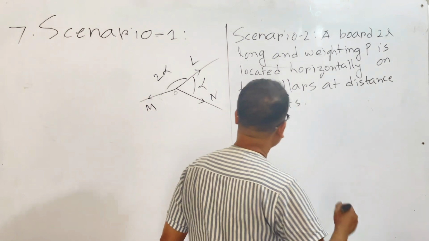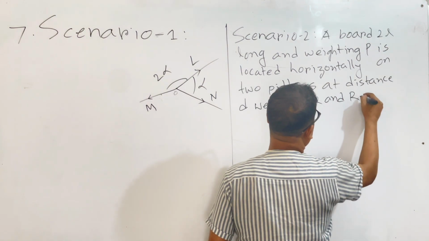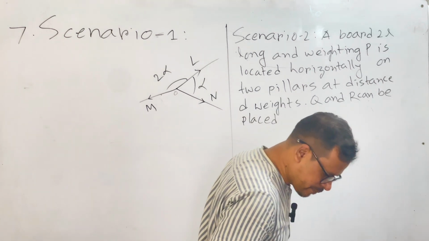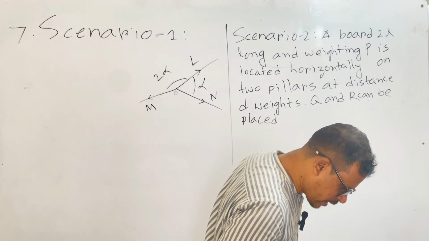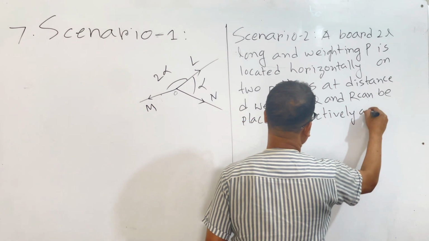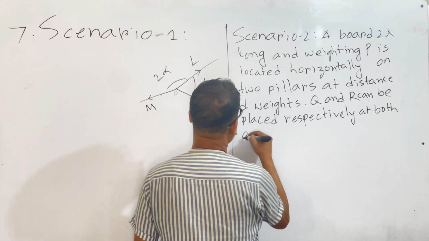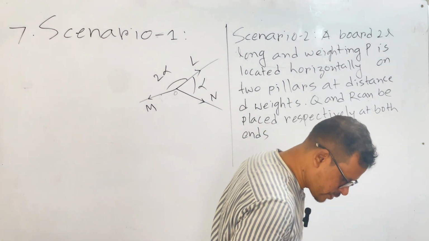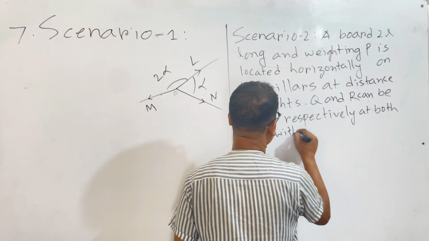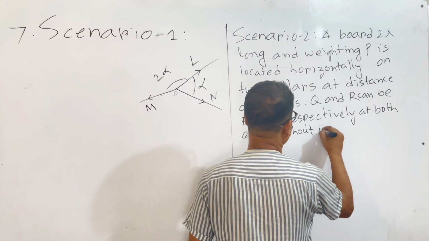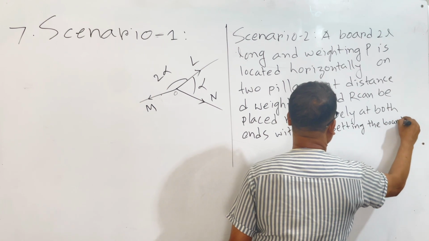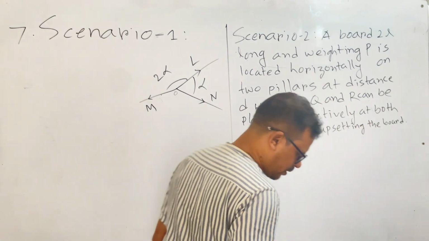Where Q and R can be placed respectively at both ends without upsetting the board.